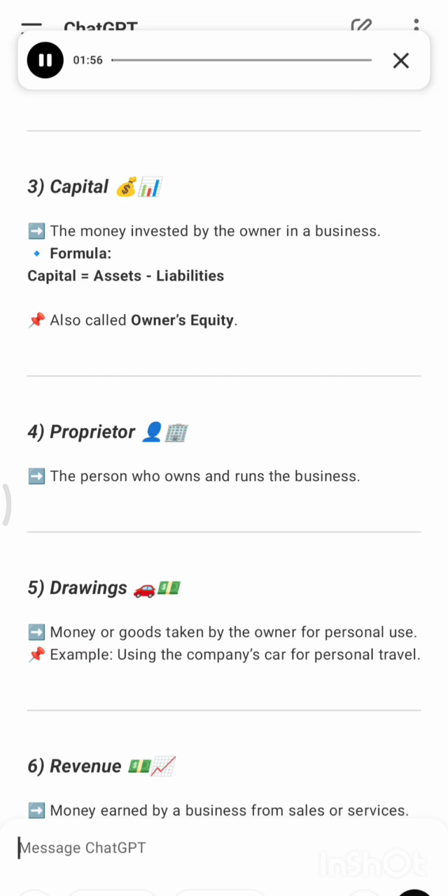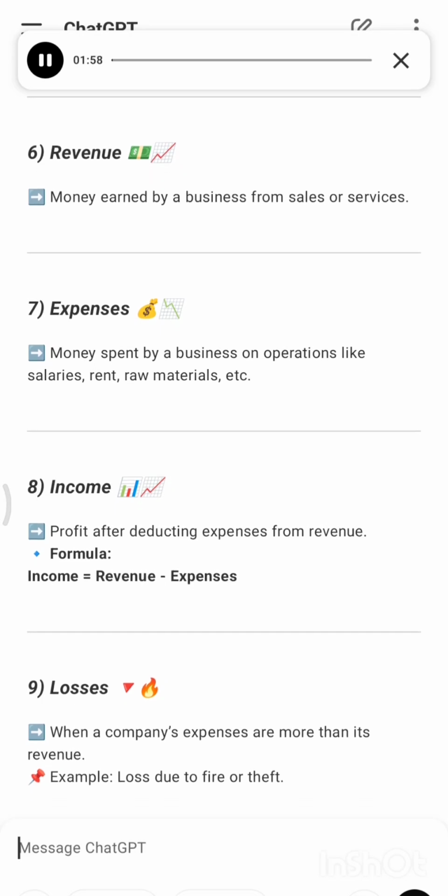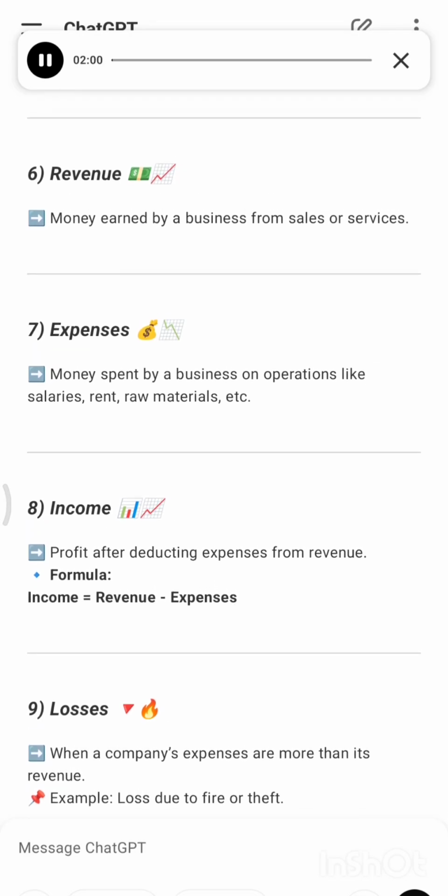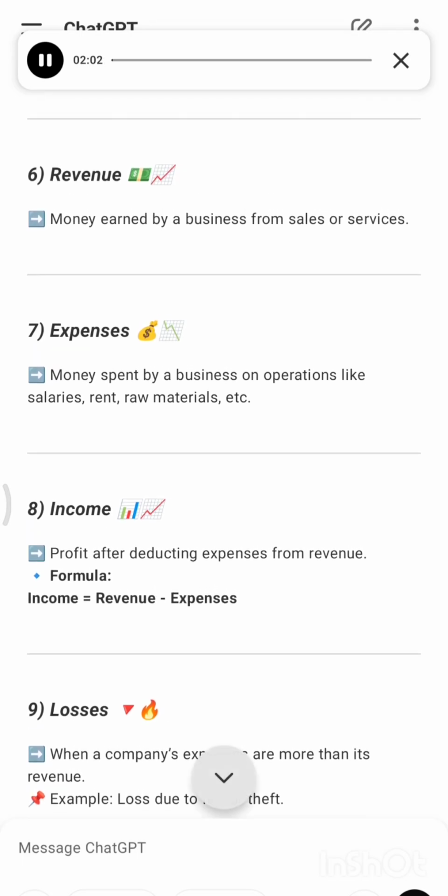6. Revenue, money earned by a business from sales or services. Expenses, money spent by a business on operations like salaries, rent, raw materials, etc. Income, profit after deducting expenses from revenue. Formula: income equals revenue minus expenses.